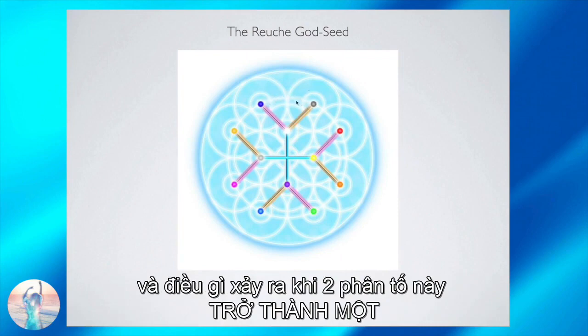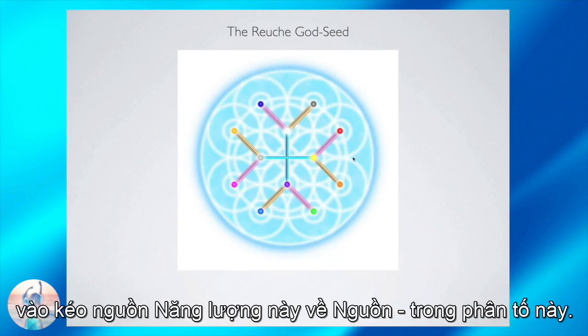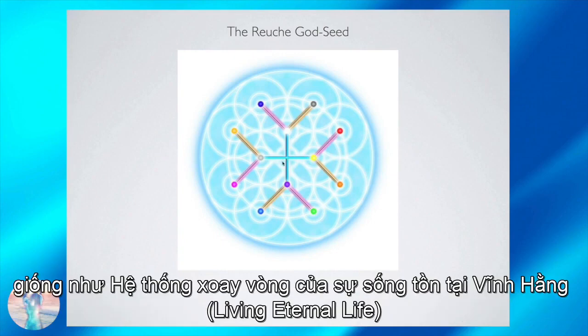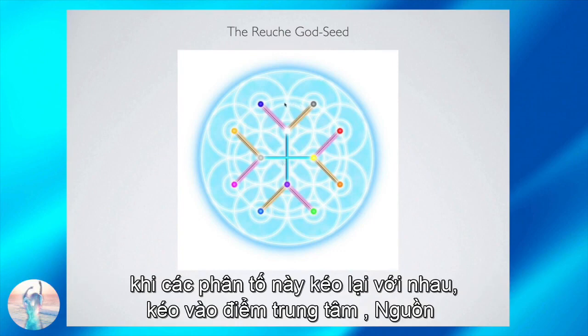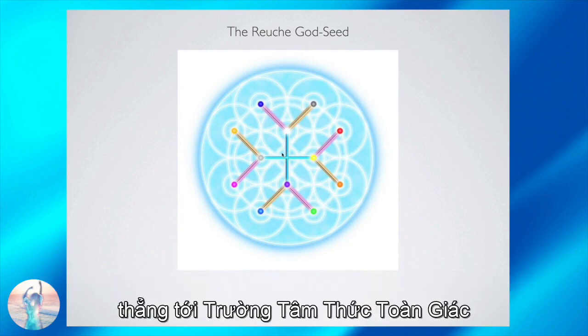They pull together to become one, and then they pull into this cell here, and then they pull into the center. And the same thing happens here. You've got a positive and a negative. They phase together to become one, pull into this cell, and then pull into the center. Now, the whole thing breathes like a living, eternal life circulatory system, where when all the cells pull together and pull into the center, it creates a process called backflow return, which will open up a conduit, if you like, to God source consciousness field itself.